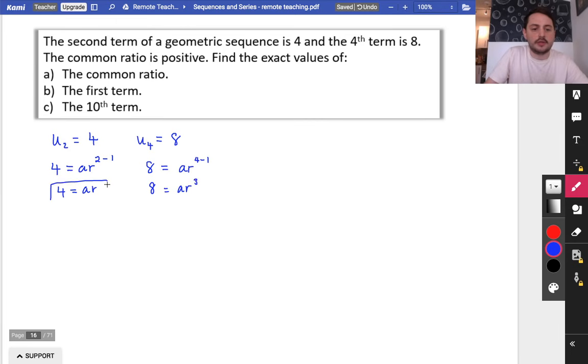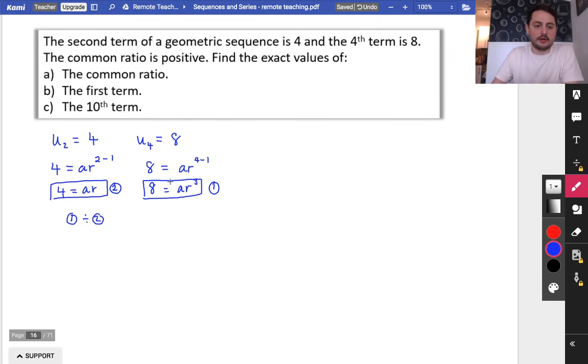Now I have this equation here, and I have this equation here, and we have simultaneous equations. This is a simultaneous equation we're actually going to have to solve. I can't put this in a calculator, so if I call this one number 1 and this one number 2, just have a quick think to yourself, how would you solve these simultaneous equations the most efficient way? Okay, the best way to solve these ones is to do the one with the larger power divided by the one with the smaller power.